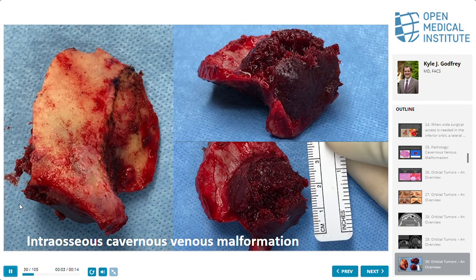You can see this stellate, honeycomb pattern of vascular presentation, but within the bone itself. So this is one variation of a very common orbital lesion, probably the most common type of orbital lesion we'll see in our practice.